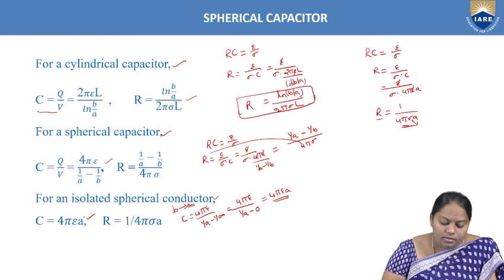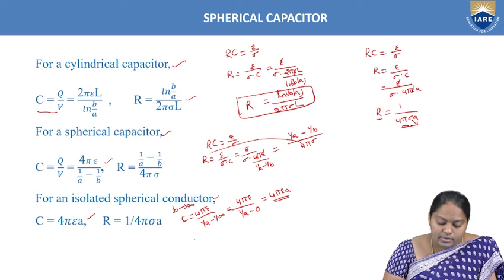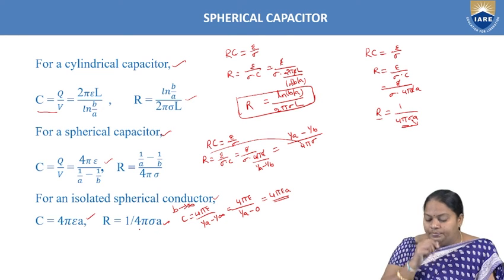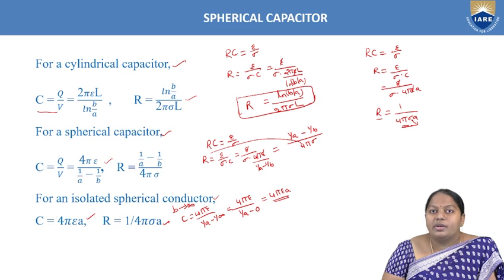So for an isolated spherical conductor, if you are assuming the outer sphere, for example, the Earth should be isolated. Earth is an example for an outer conductor. Hence, C can be obtained as 4 pi epsilon into A, and R is obtained as 1 by 4 pi sigma into A. So this is the way we have calculated three types of the capacitors.